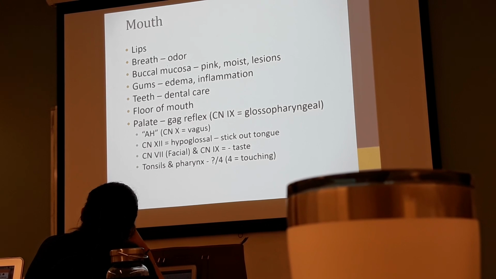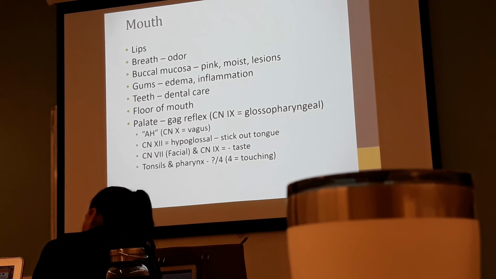Okay, cranial nerve 4? Trochlear. Sensory or motor? Motor. And what direction is that? Inferior and medial. Inferior and medial, got it? Good trick.